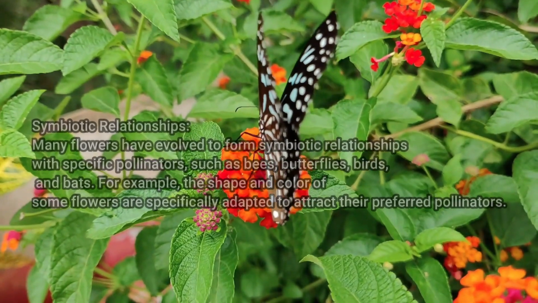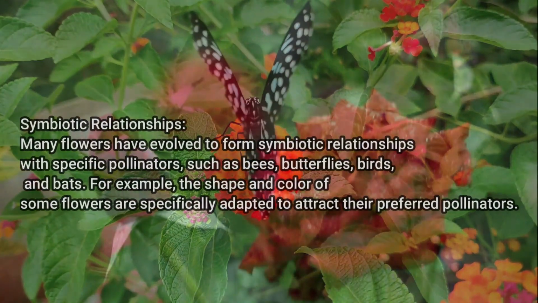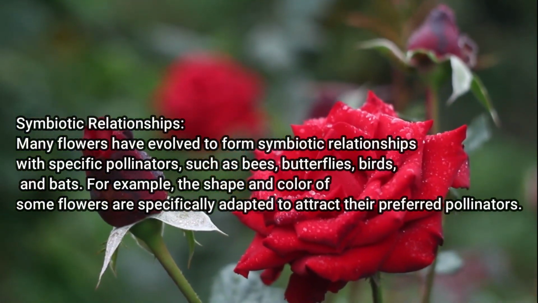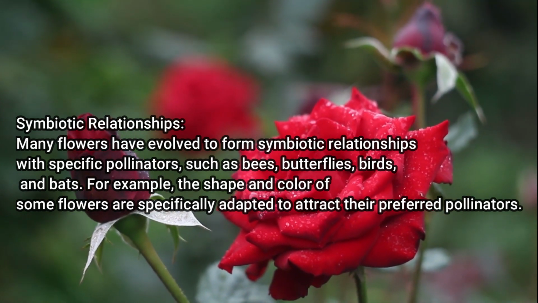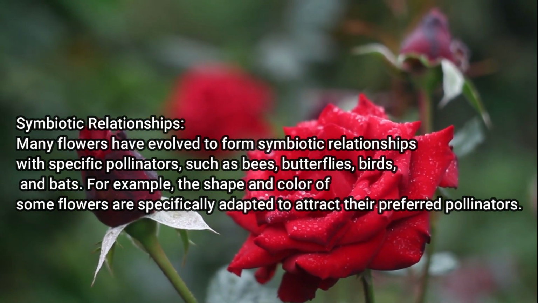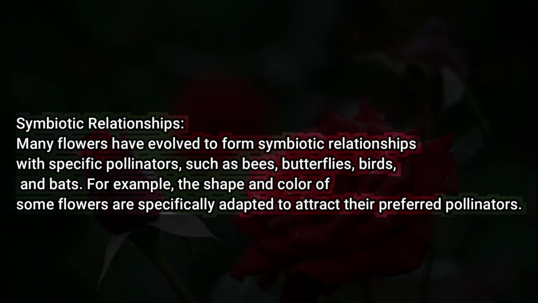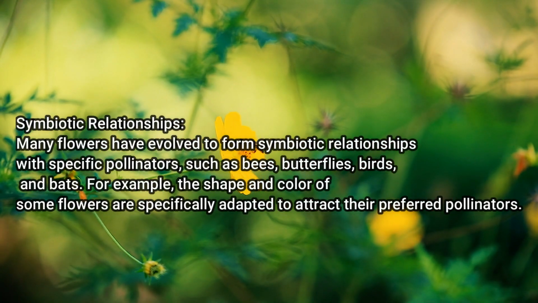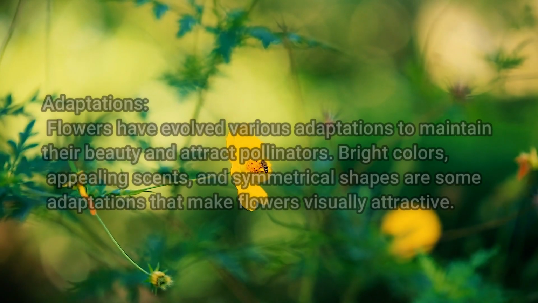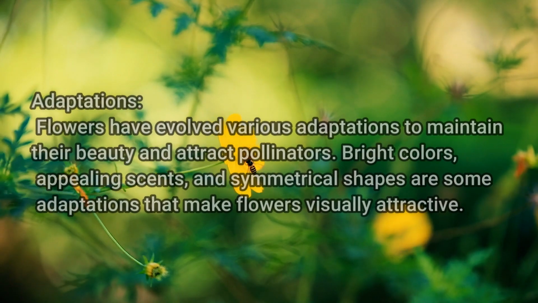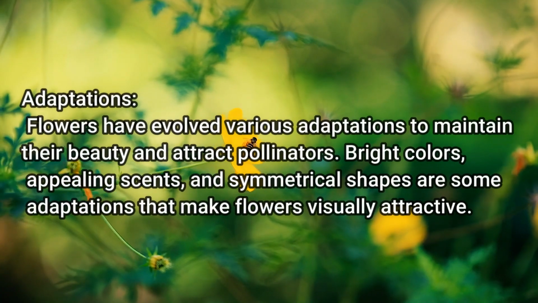Symbiotic relationships. Many flowers have evolved to form symbiotic relationships with specific pollinators, such as bees, butterflies, birds, and bats. For example, the shape and color of some flowers are specifically adapted to attract their preferred pollinators. Adaptations. Flowers have evolved various adaptations to maintain their beauty and attract pollinators.